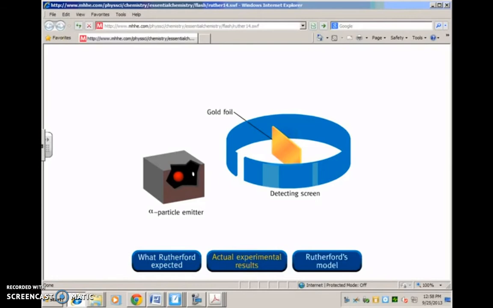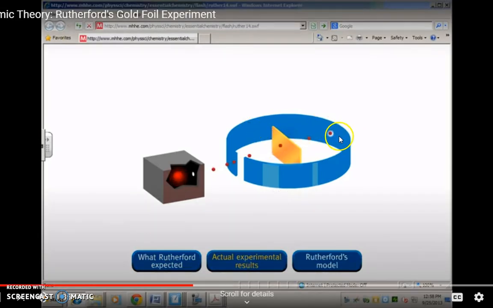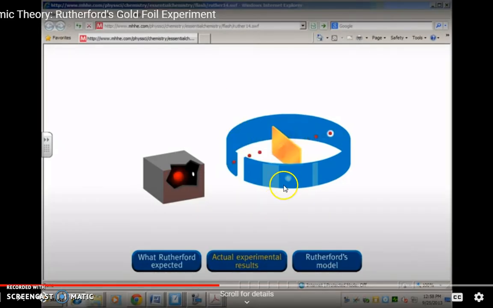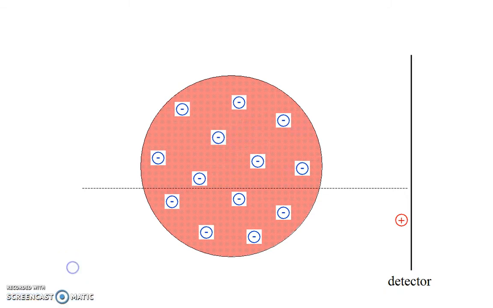His experimental results were different. Yes, 99% of those alpha particles went straight through. Every once in a while, one was slightly deflected. But what he also noticed was that he was getting hits on the X-ray film at severe angles, meaning some of these alpha particles were being deflected even straight back at the alpha emitter.